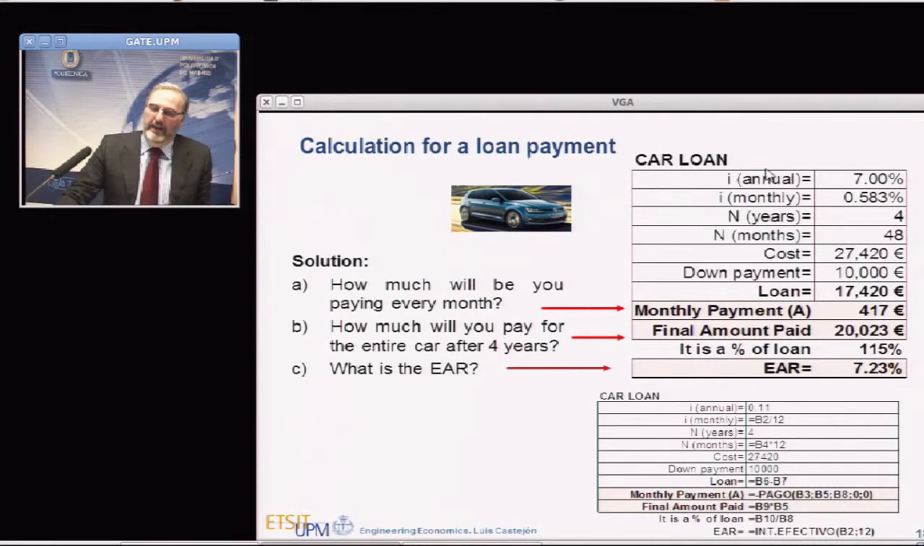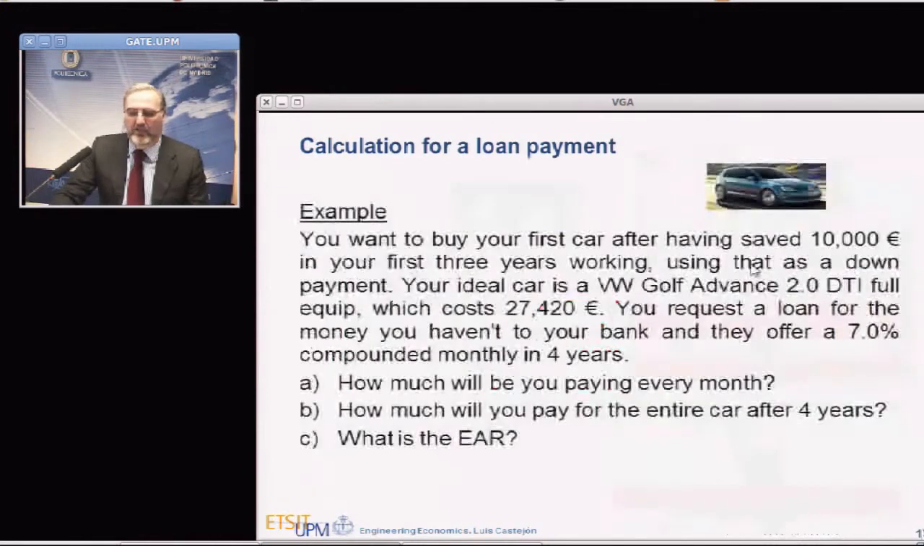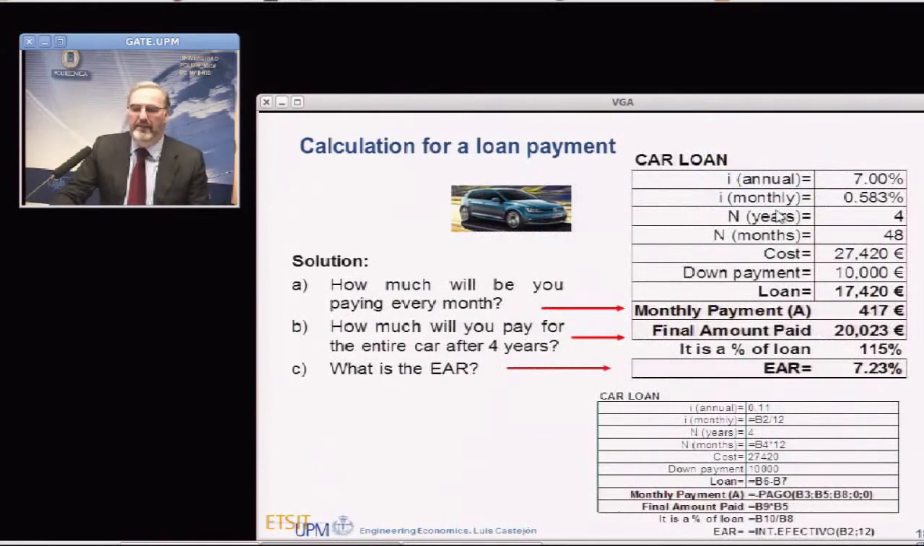I know that the payment is monthly, so I have to convert the annual nominal rate. The bank, the car house, says this is 7%. As the payment is monthly, I have to divide 7 by 12. The number of years is 4 years.